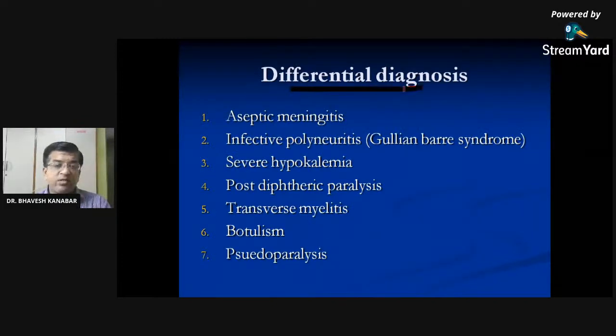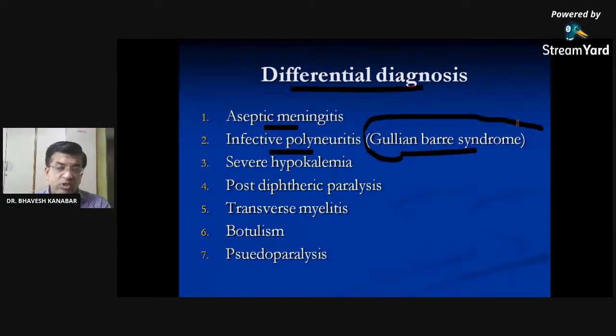Differential diagnosis means similar features can be observed in aseptic meningitis, infective polyneuritis, or GB syndrome. Commonly, this is GB syndrome. This is particularly used for differential diagnosis.